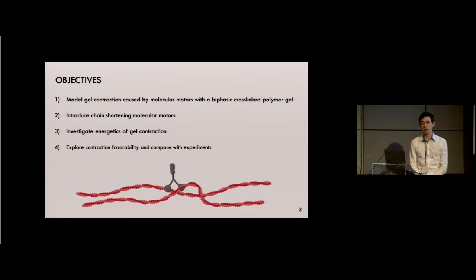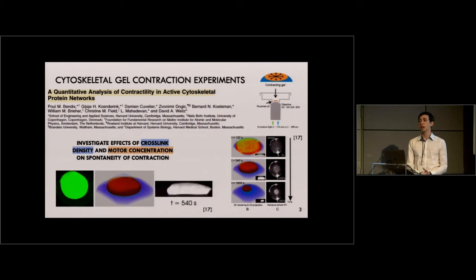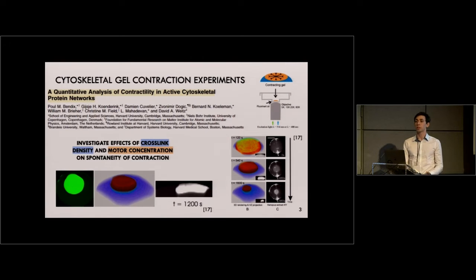The objectives of the talk are to model the gel with a biphasic cross-linked polymer gel. And I will introduce a chain shortening model, which we've developed to specifically implement contraction from actomyosin molecular motors. Then we investigate the energetics of gel contraction, specifically to look at spontaneity. This is because experiments have shown that certain networks contract and certain networks do not contract. And this is affected by both chain density, so how many chains are present in the network, and motor concentration, so how many molecular motors are present.